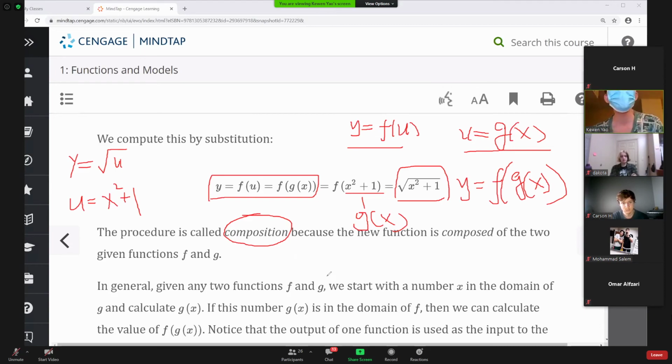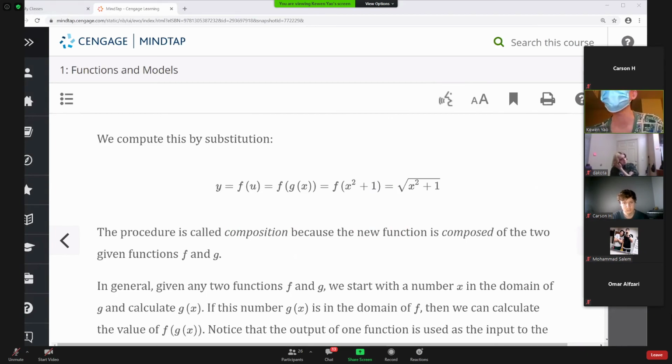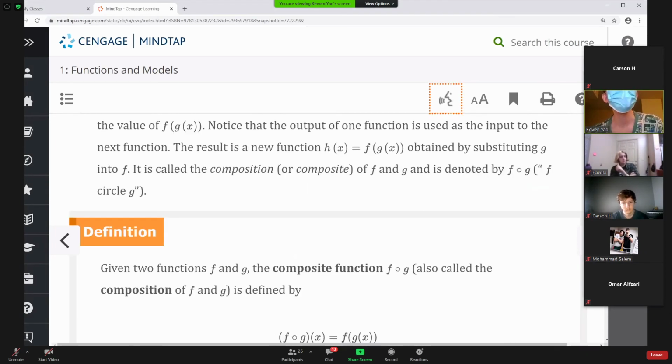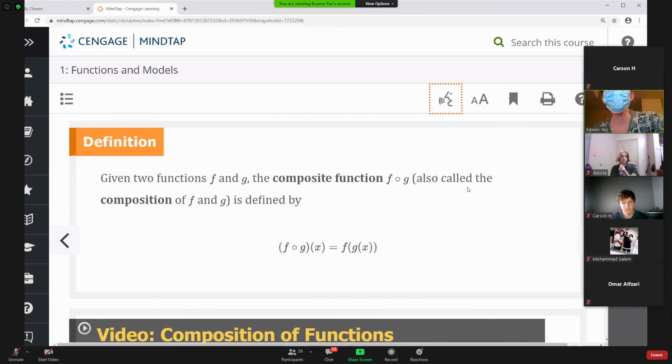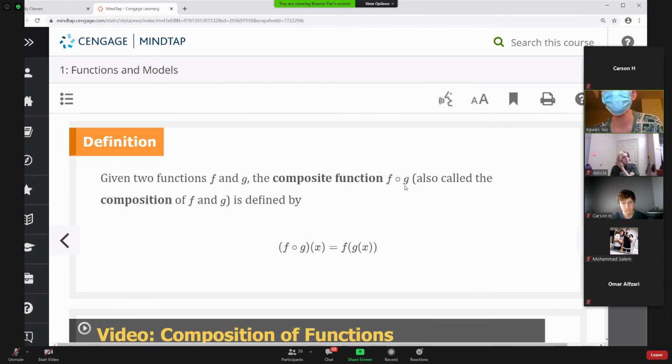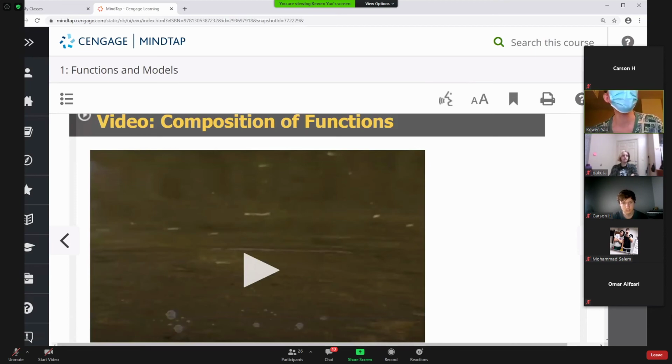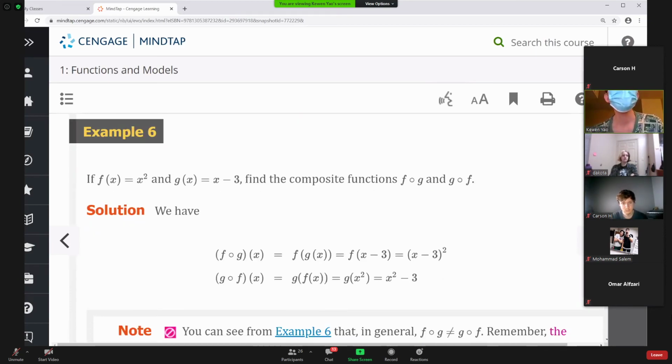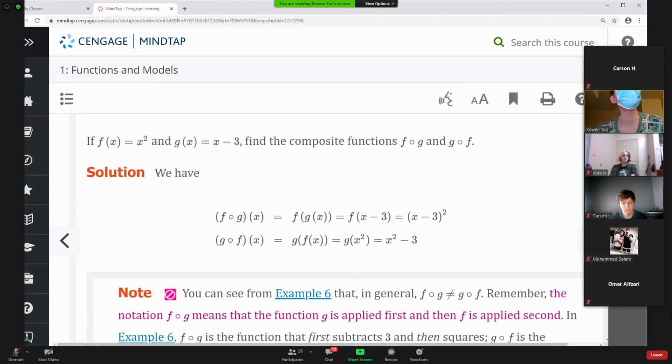This is called composition of two functions, okay? The composition and the multiplication are not the same. They are totally different. So this is called the composition of two functions. This is the notation for the composite of F with G. We have learned this. Now let's do one more example and finish these.